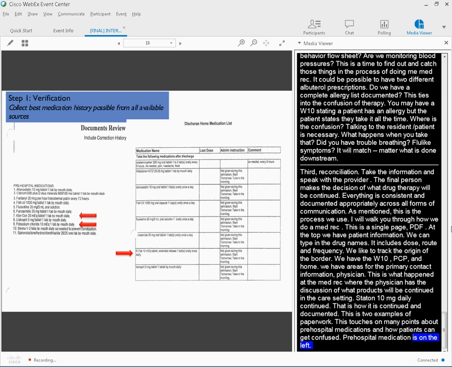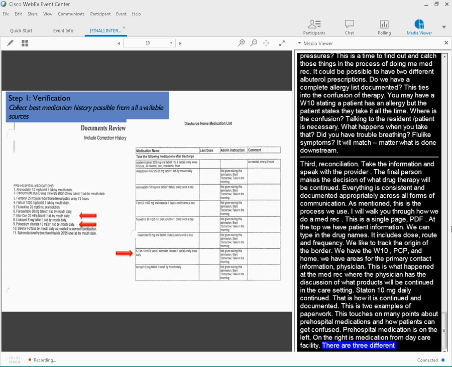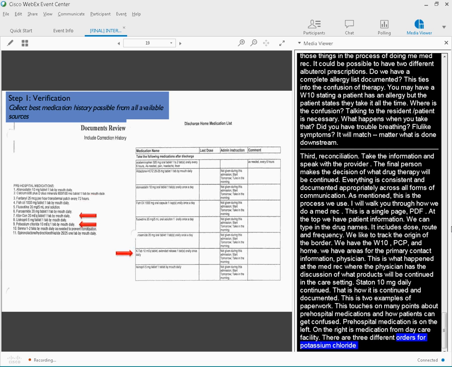What I hope you notice here is that there are 3 different orders for potassium chloride included on these 2 documents. So on the pre-hospital medication list, there's a Chlorocon 20 milliequivalent tablet once a day. There's a potassium chloride 10 milliequivalent once a day. And then on discharge, K-Tab 10 once a day. So I just listed 3 different ways to say the same drug.